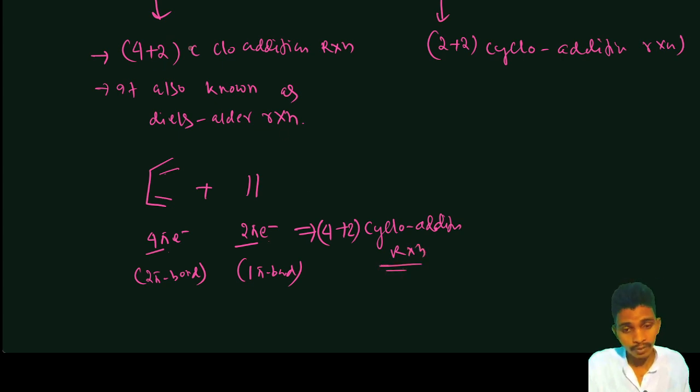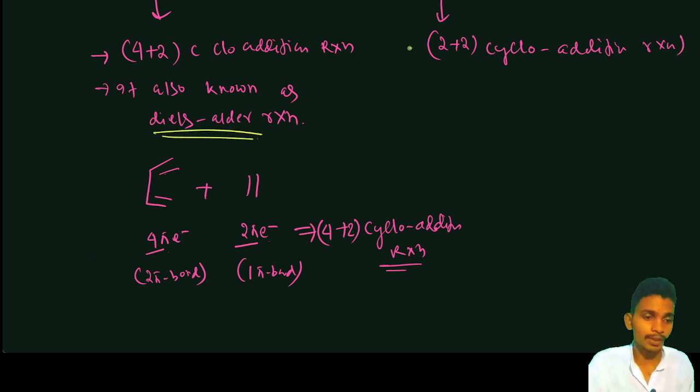Okay, and sometimes it is also called the Diels Alder reaction. Another type we will discuss is called the 2 plus 2 cycloaddition reaction, that we will discuss after discussing these cycloaddition reactions. So these are the things that I am discussing now. This one I was supposed to say at the very beginning, so I'm sorry. Please note that.